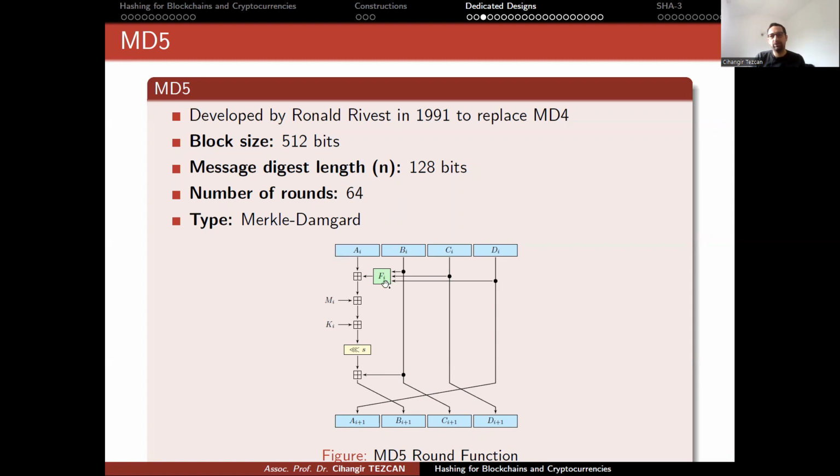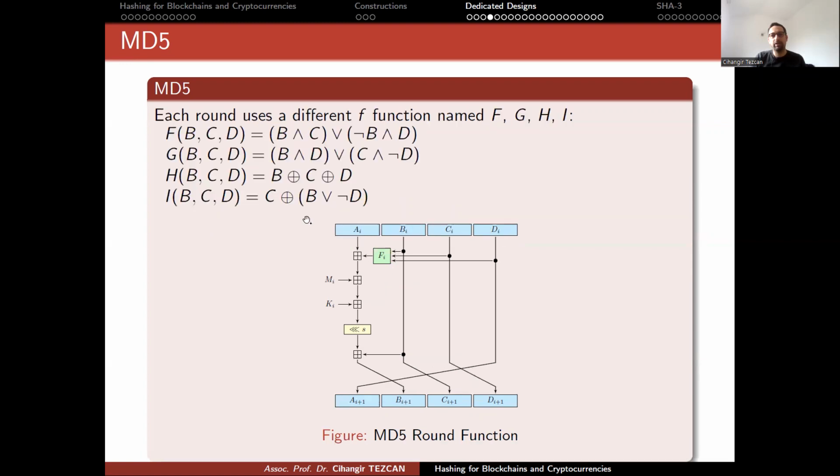So let's look at this F function. I told you that it takes 3 inputs and provides 1 output. So the F function works like this. In the first 16 rounds, when you take the 3 inputs B, C, D, it performs B and C, or not B and D. In the following 16 rounds, it performs this. In the following 16 rounds, it simply performs XOR operation and so on. So as you can see, the F function here is really fast, because this is just 3 or 4 logical operations which you can do in a very fast way. This is why MD4 and MD5 are really fast.